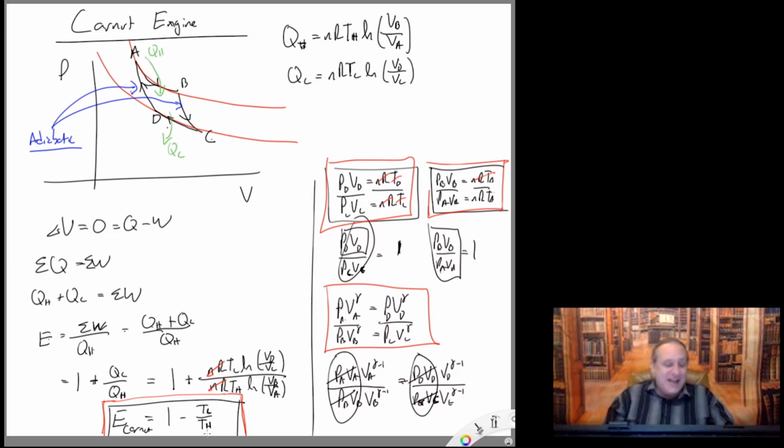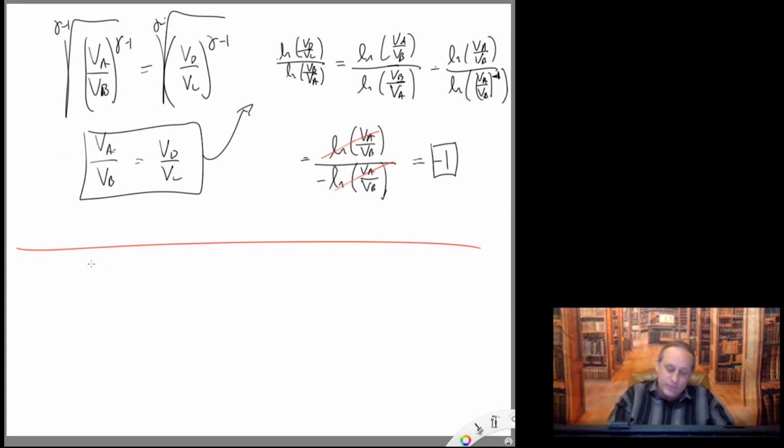Alternatively, if we have a very high temperature, the surface of the sun is about 5,800 Kelvin. That is high, but it's not infinite. So if we were going between deep space and the surface of the sun, we would have 1 minus 2 over 5,800, which is 99.97% efficiency, but still not 100.